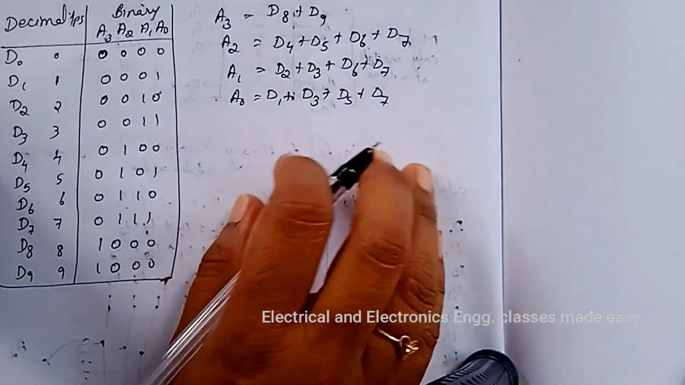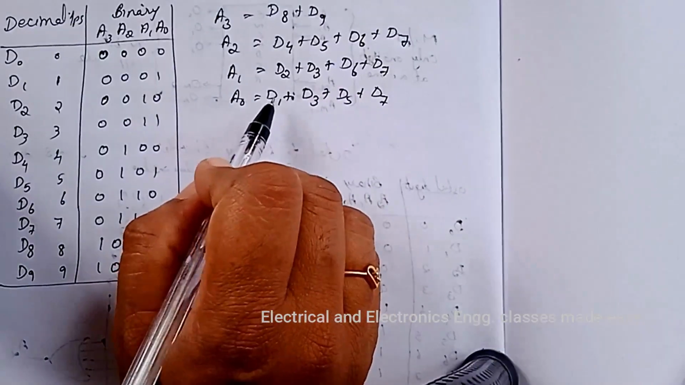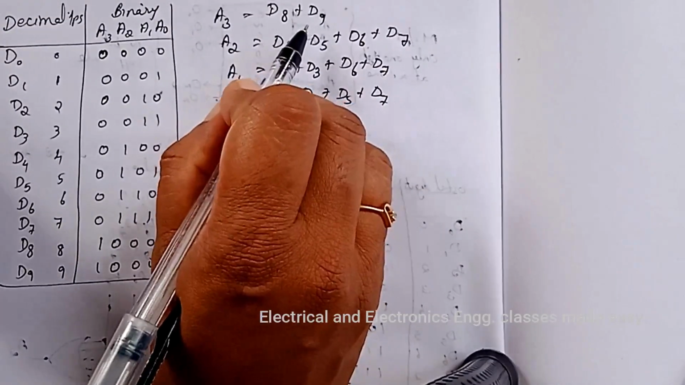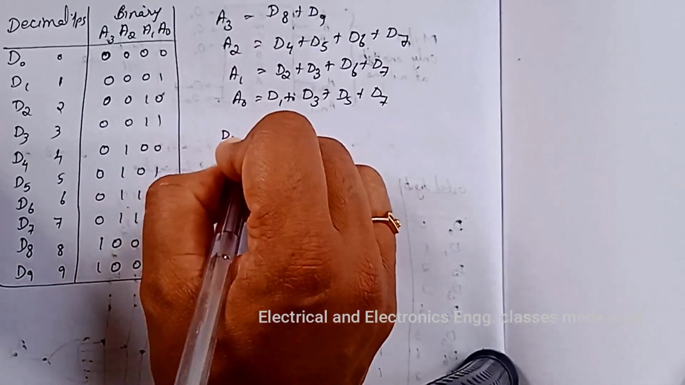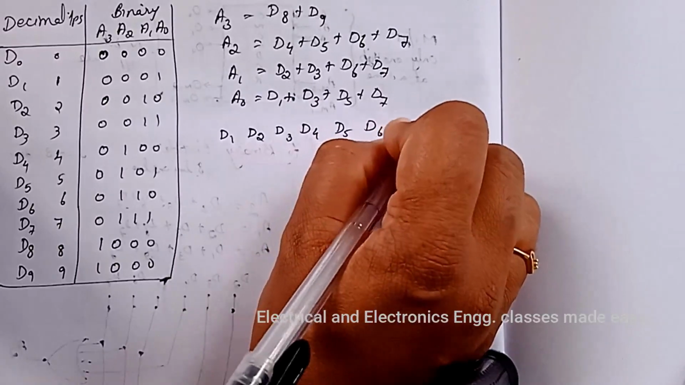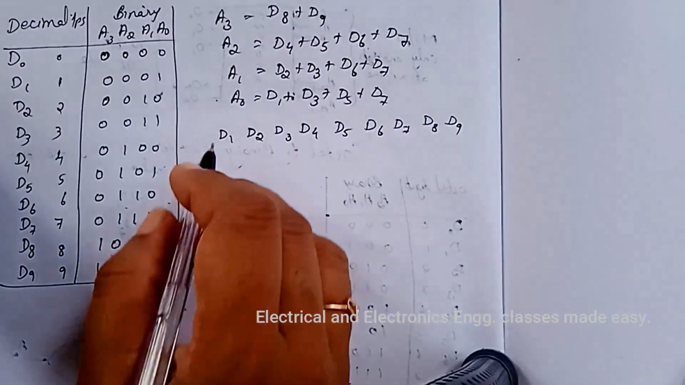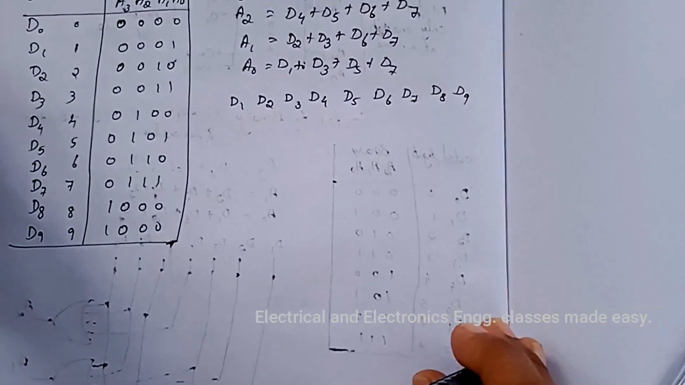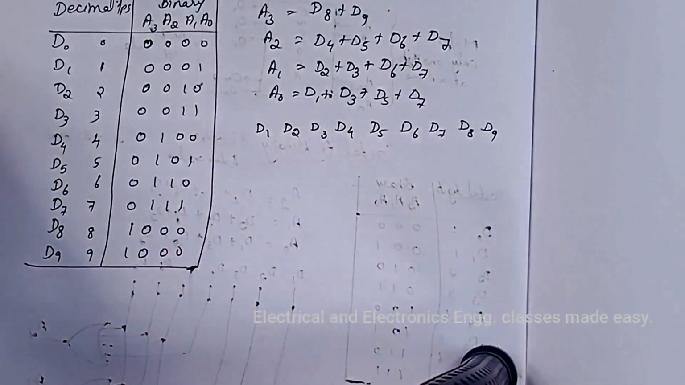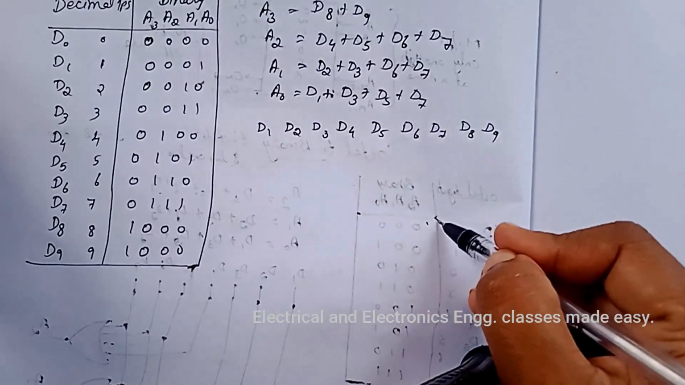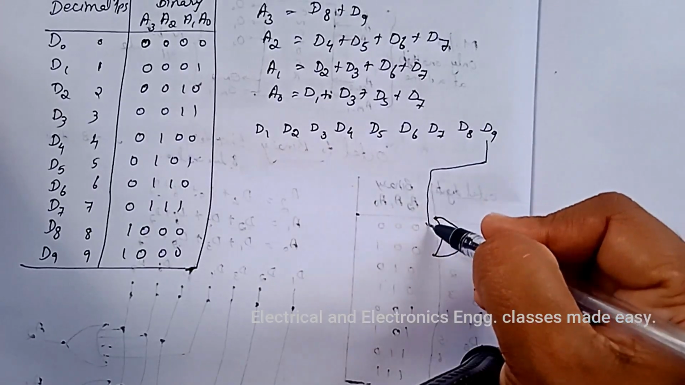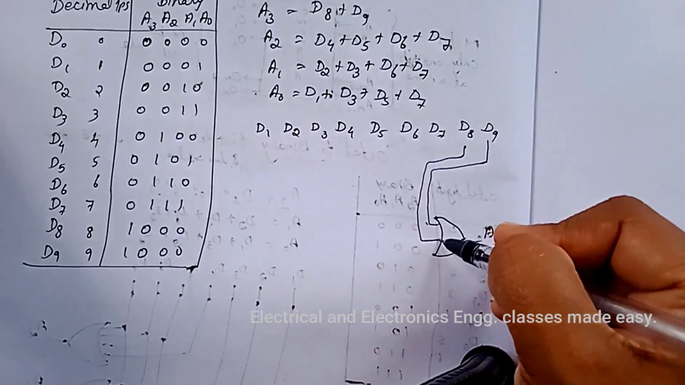Now we can draw the logic diagram. And here also, the input lines are D1, D2, D3, D4, D5, D6, D7, D8 and D9. D0 is not included. And we can draw the logic diagram. First one is A3. A3 is D8 plus D9. So first, draw an OR gate with inputs D9 plus D8.